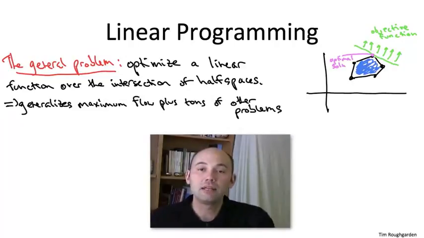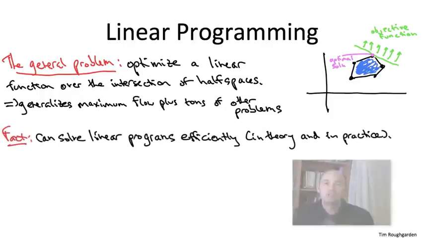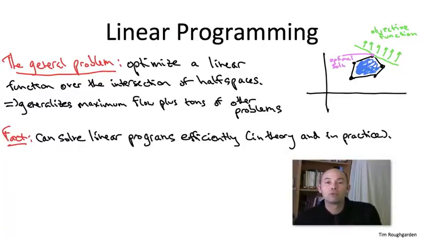Despite its generality, linear programming problems can be solved efficiently, both in theory and in practice. The systematic formulation and algorithmic solution of linear programs was pioneered by George Dantzig back in the 1940s. In particular, Dantzig invented what's called the simplex method, which remains to date one of the most important practical methods for solving linear programs.